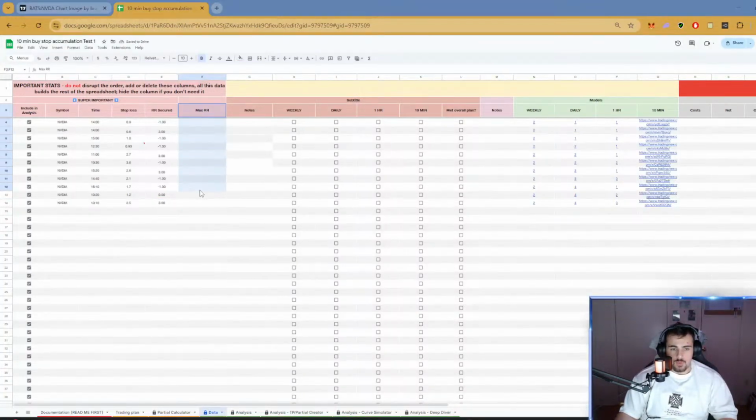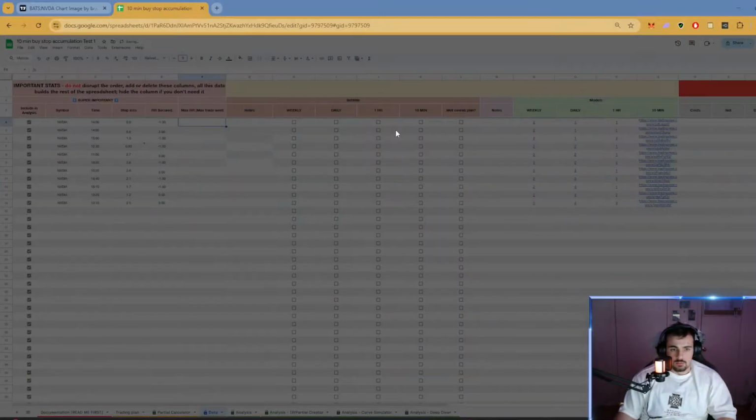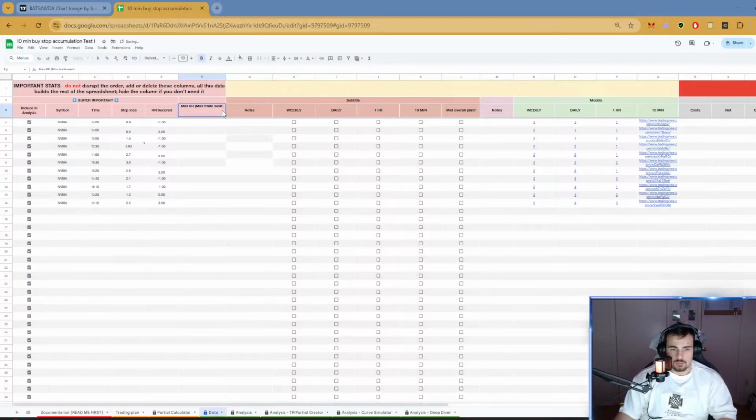Max RR. So this will be the max amount the trade ran. So let me put this in brackets. Max trade went before coming back and hitting my break even.